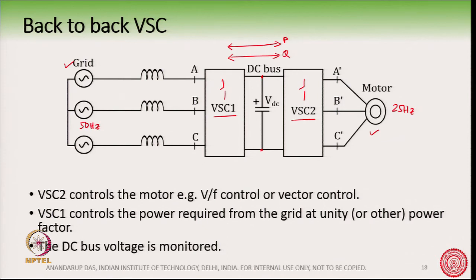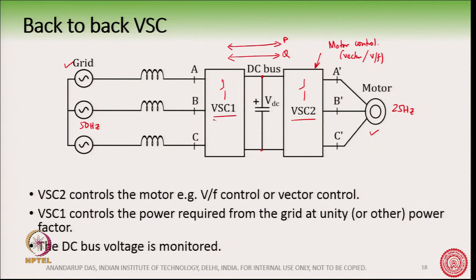So, what is the basic principle of operation of this? VSC 2 is used exclusively for motor control, because it feeds the motor. So, VSC 2 always looks into the motor. For example, you can have vector control on the motor, or you can have V by F control, and this VSC is used only for that purpose. What does VSC 1 do?